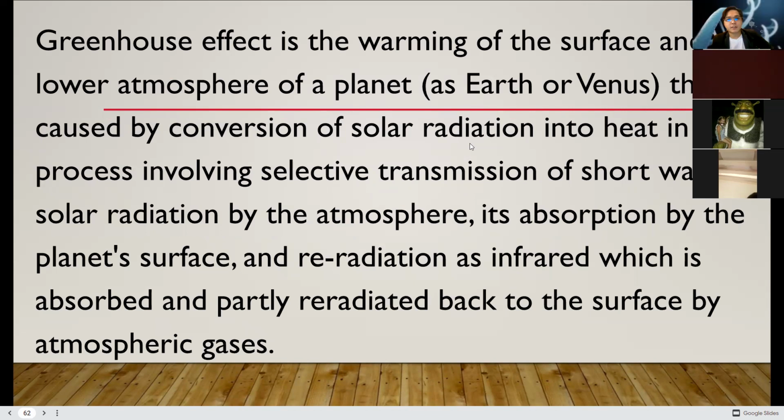That is caused by the conversion of solar radiation into heat in a process involving selective transmission of shortwave solar radiation by the atmosphere. It is absorbed by the planet's surface and re-radiated as infrared, which is absorbed again and partly radiated back to the surface by atmospheric gases.